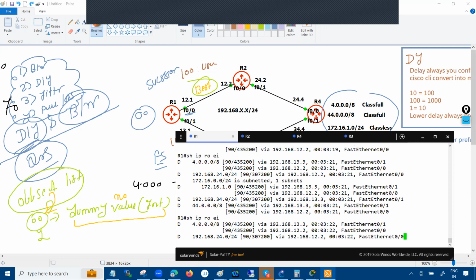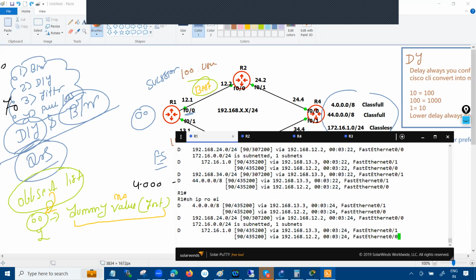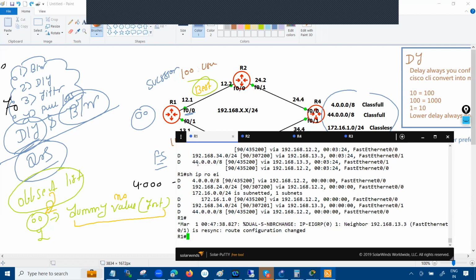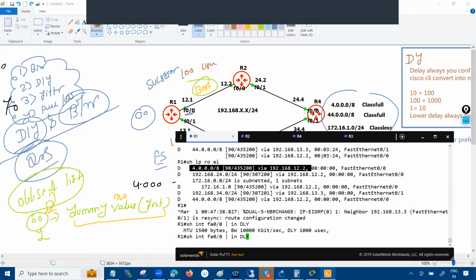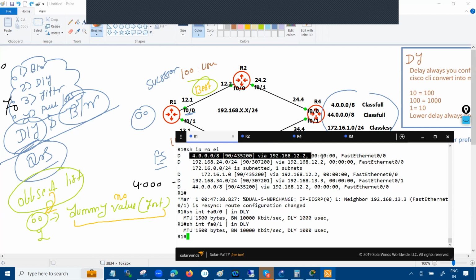Hold on. Bingo. Did I manipulate the bandwidth? If you see show interface 0/0, and 0/1, everything is perfectly the same. But I still achieve my output.